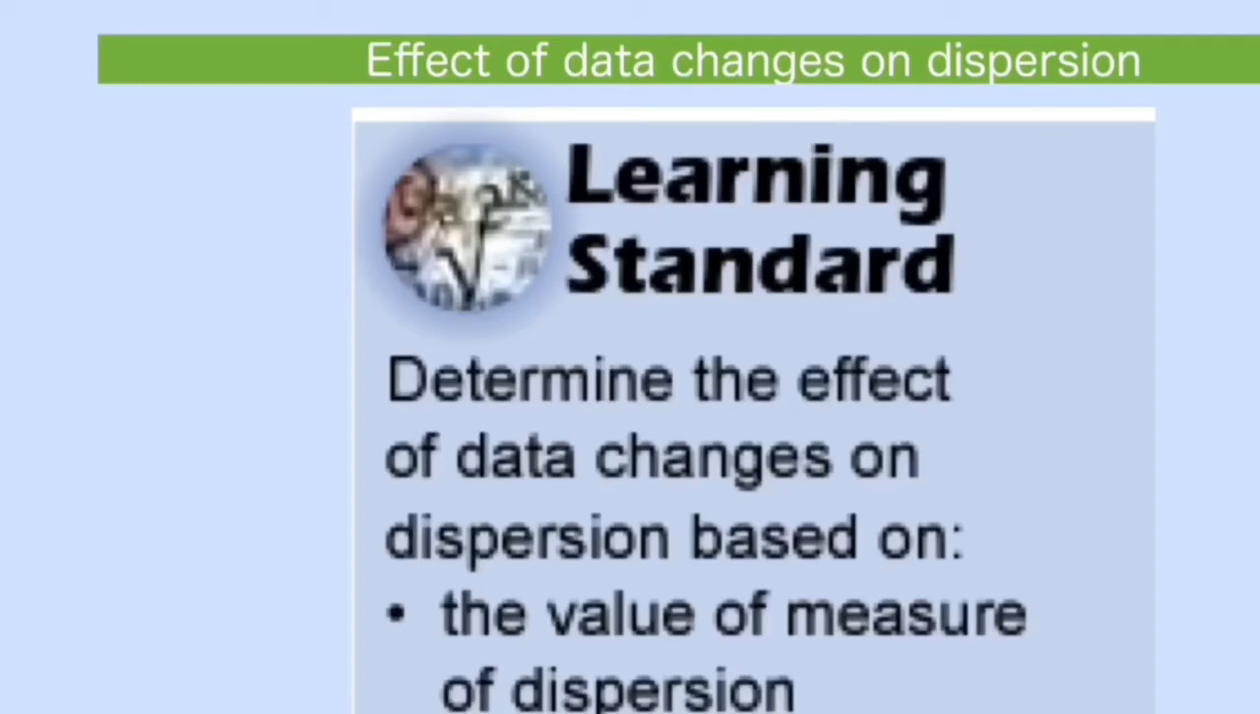The effect of data changes on dispersion is a topic for Form 4 KSSM students and is also for Form 5 KBSM students. For Form 5 students, this is additional maths under statistics. Meaning that the Form 4 students now have to study additional maths syllabus.